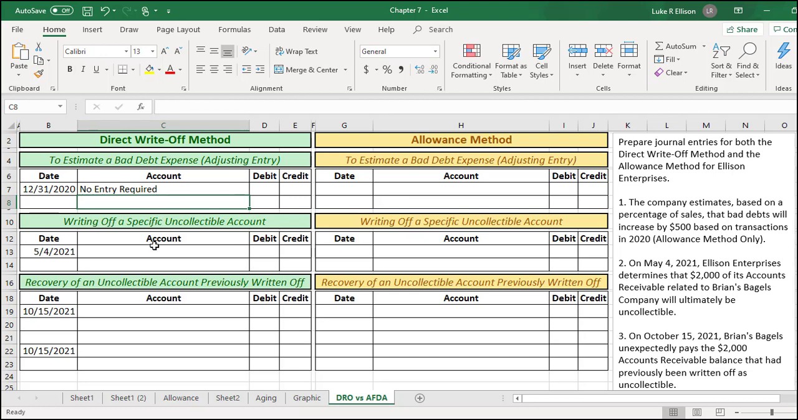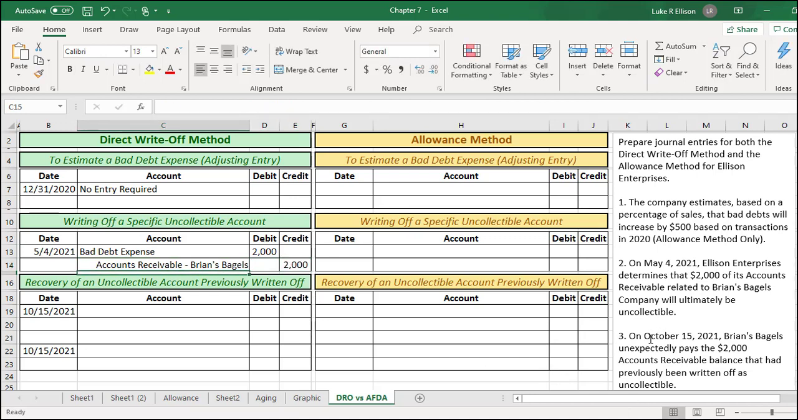So under the direct write-off method, when we actually write off an account, which is what we're doing here, we use the bad debt expense account. And that will be for the $2,000 that we're writing off. And then, of course, we have to decrease our accounts receivable balance. So we'll use accounts receivable, Brian's Bagels, and that will also be for $2,000.